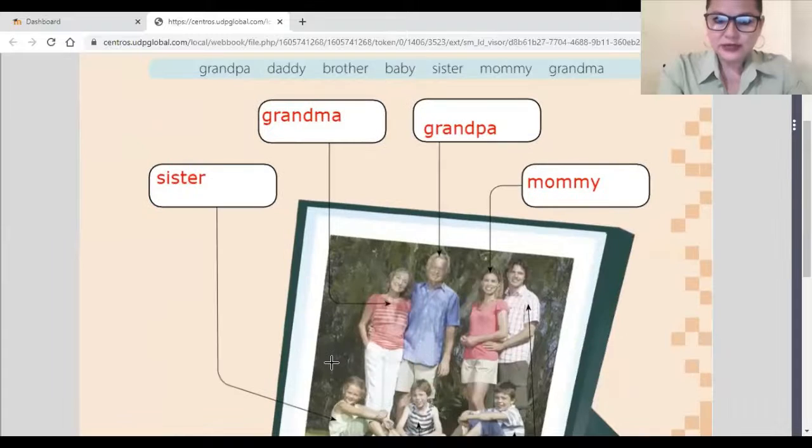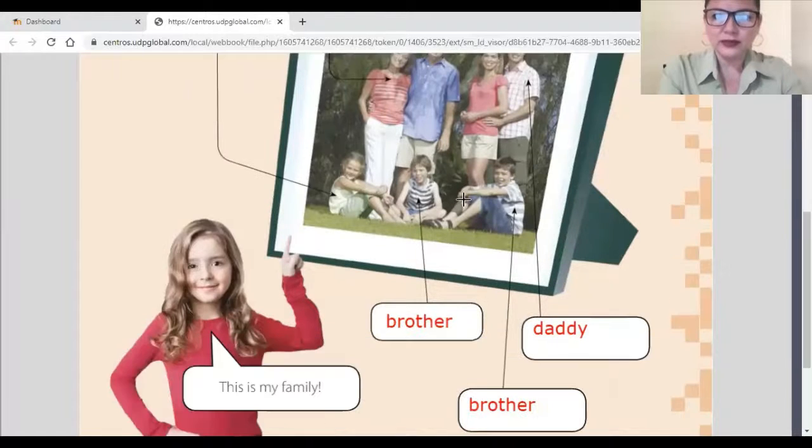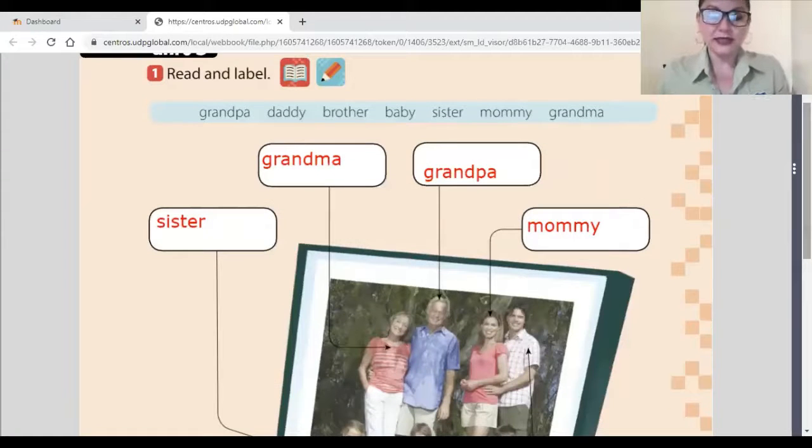Okay, sister, grandma, grandpa, mommy, daddy. What do you think? Is this a boy or a girl? I think it's a boy, right? So I put the name of the brother. I said brother, and I wrote brother because I think he's a boy, right? Okay, guys, when you finish this, you finish the activities in your book, okay?